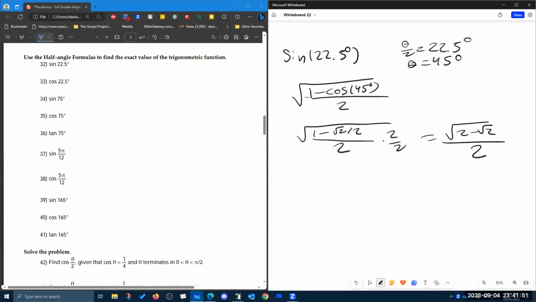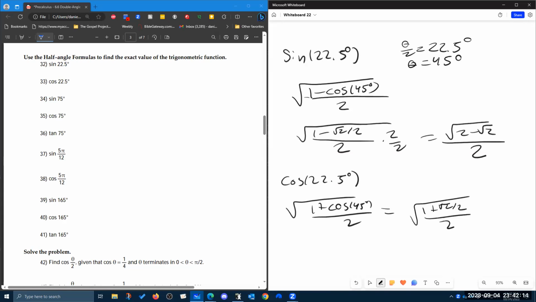If I have cosine of 22.5 degrees, then I'm going to have the root of 1 plus cosine of 45 degrees over 2. The sign is going to change, and this is going to be 1 plus root 2 over 2 multiplied by 2 over 2 is 2 plus root 2 over 2.